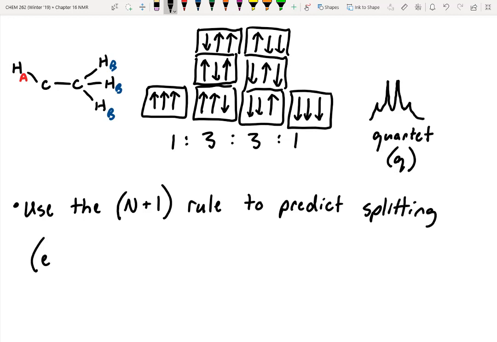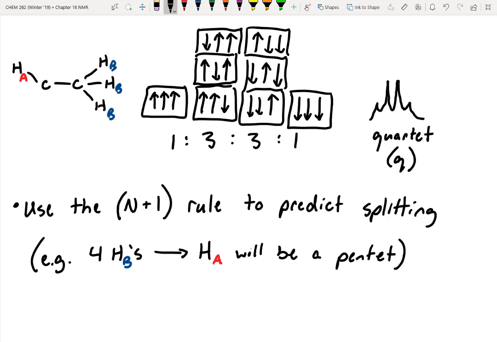So let's say we've got 4 HBs. HA we said would be what? Yep, a pentet. What if we have 5 HBs? A sextet? What about 7? An octet? You can keep on going up and you can actually predict the signal shape based on the number of neighboring protons. So just add 1 onto that.